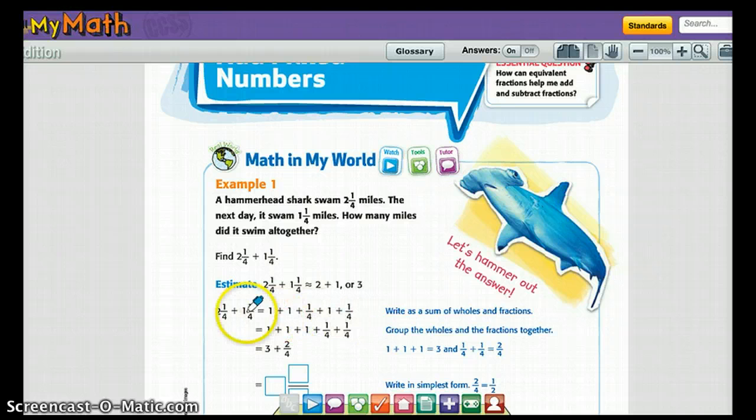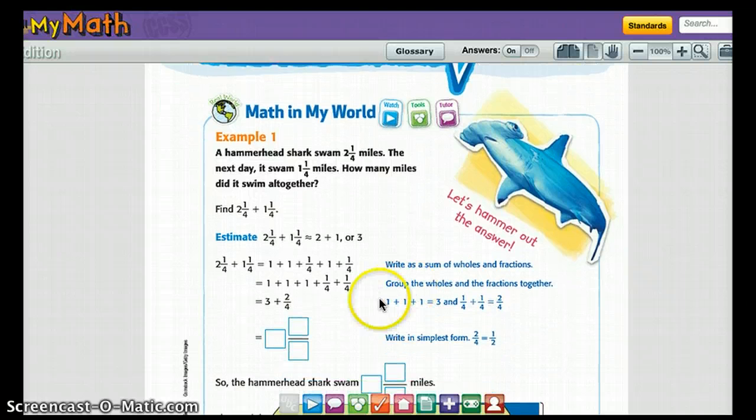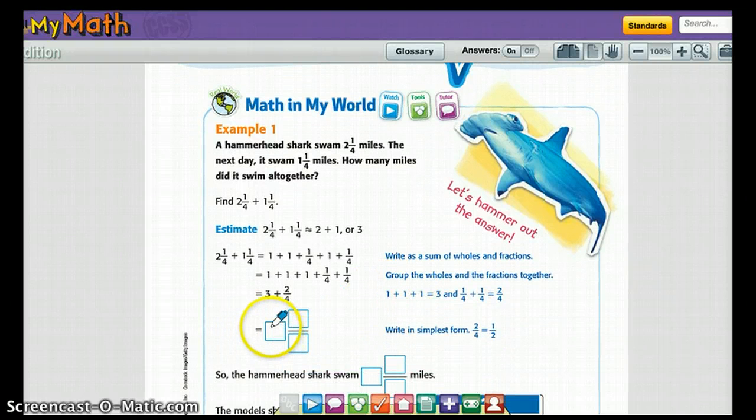the whole numbers together. So really they worked it out as 1 plus 1, which is the same as 2, plus 1/4, plus 1, plus 1/4. And then they regrouped so that it was 1 plus 1 plus 1, plus 1/4, plus 1/4. So we got 3, and then since there's a common denominator, all we have to do is add the numerators, so we get 2/4. But then, remember, we always have to simplify. So 2/4 can be simplified to 1/2. So our answer would be 3 1/2 miles.